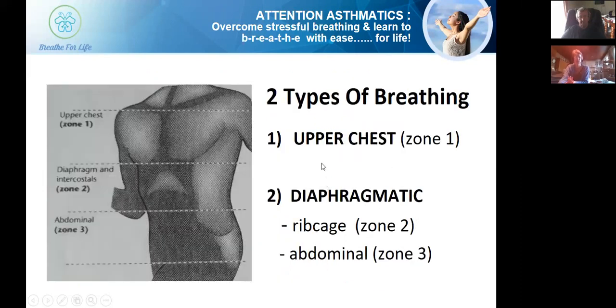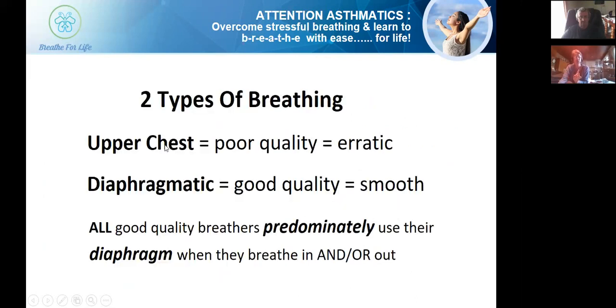Now, in basic physiology, there's 2 types of breathing. One is upper chest and the other is diaphragmatic. So see here in the diagram, I've got 3 zones. So you've got your upper, where your rib cage is, and your abdominal section. So continuing on with that, upper chest is poor quality, which is like erratic breathing. And then you've got diaphragmatic, which is your good quality, and that's when your breathing is smooth.